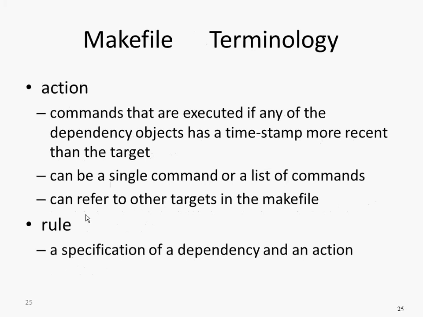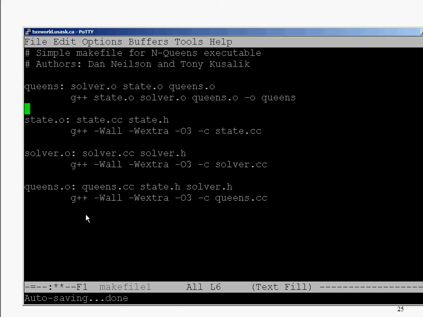So, ladies and gentlemen, if I'm interested in queens, it depends on solver.o. Solver.o depends on these things. And when it considers this, it'll ask, is solver.cc updated later than solver.o? If the answer is yes, it undertakes this action. It'll ask, is solver.h more recently updated than solver.o? If so, undertake this action. Once it does, solver.o gets updated, and then queens will get updated because solver.o is more recent than queens. So it examines this recursively.